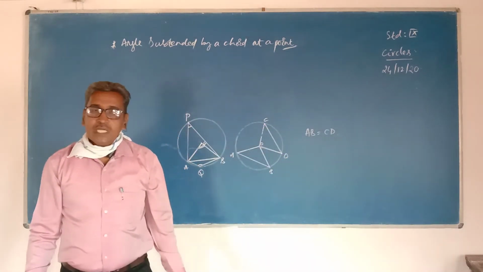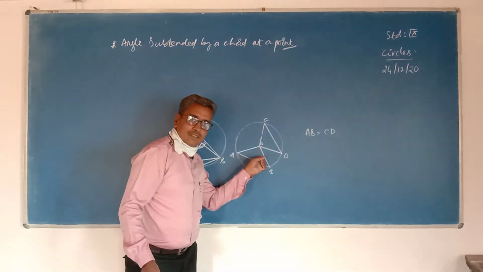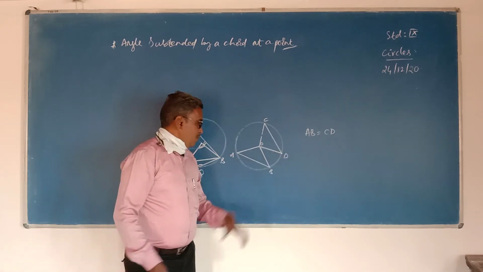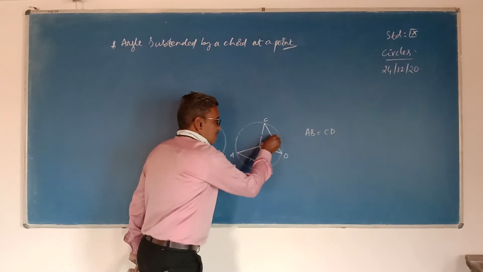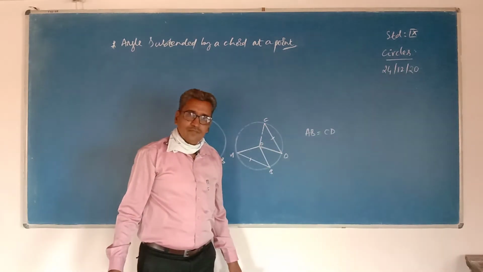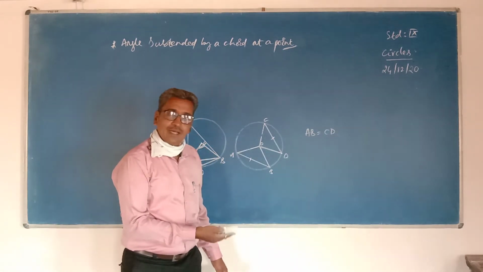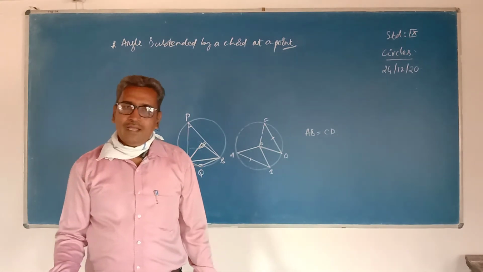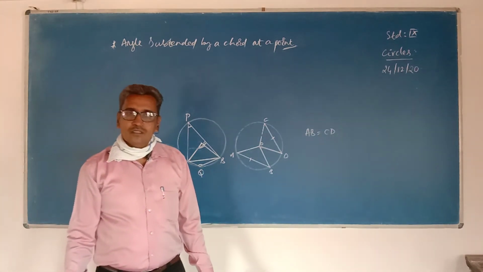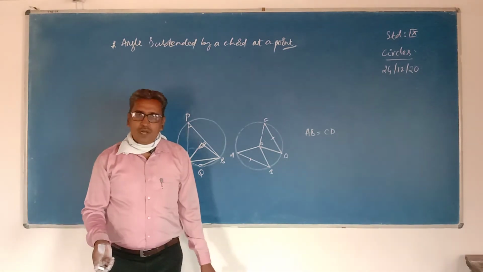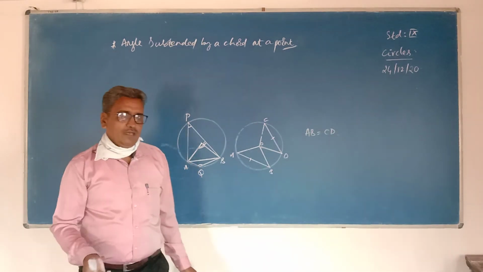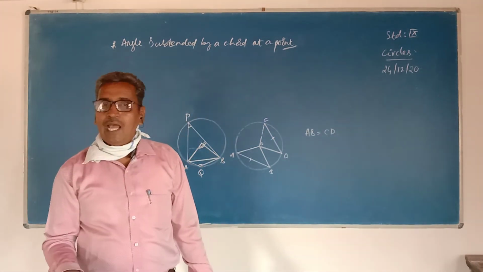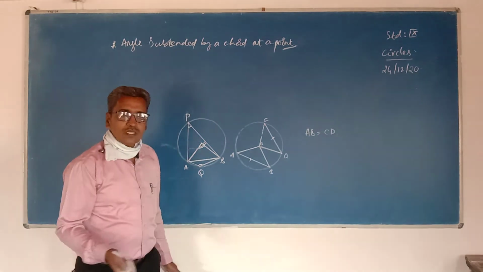Then two equal chords are subtending angles at the center. Equal chords AB equal to CD, then they are subtending angles at the center. Then what is the relation between the angles? That is in the form of a theorem. Practically also you can observe, you can measure and tell: equal chords subtend equal angles at the center. That we have to prove in the form of a theorem.